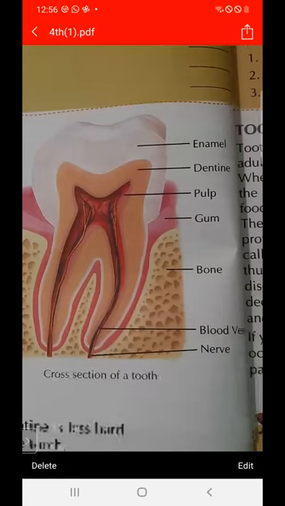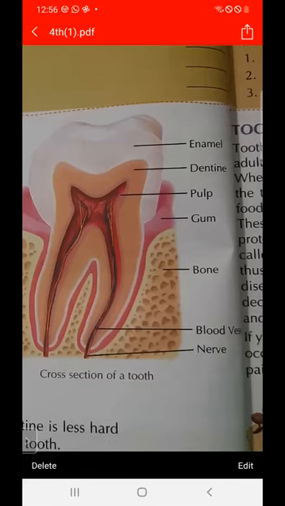So it is the hardest. And after enamel, the dentine layer is present. Dentine is less hard as compared to the enamel. And what is the function of dentine? It protects the pulp.